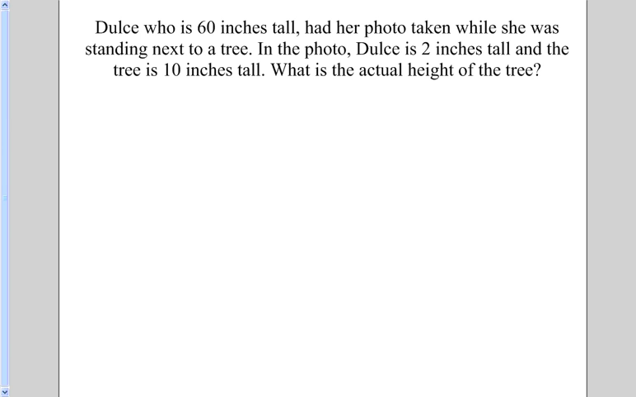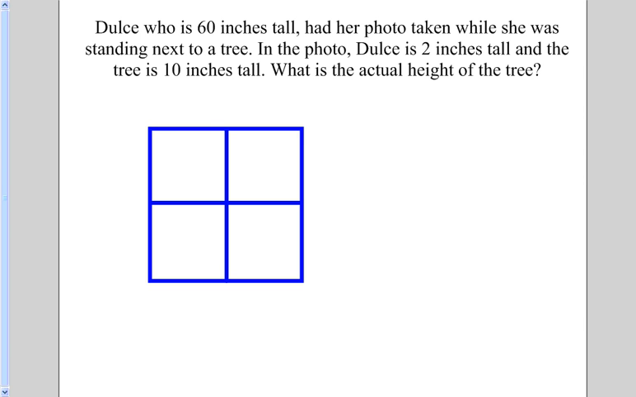A really useful strategy in solving proportions is to create a proportion table to help us organize this information that's in the question. Here, we're comparing Dulce and her height and the tree and its height. And we're going to create a ratio, a comparison of those two things, Dulce and the tree, and we're going to find a number then that's going to tell us the height of the tree.